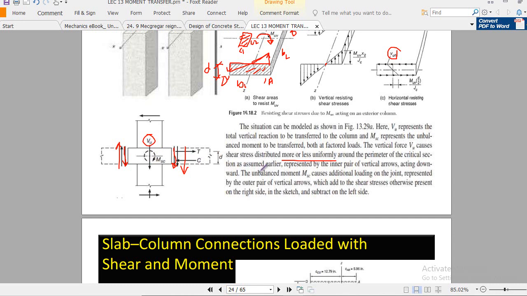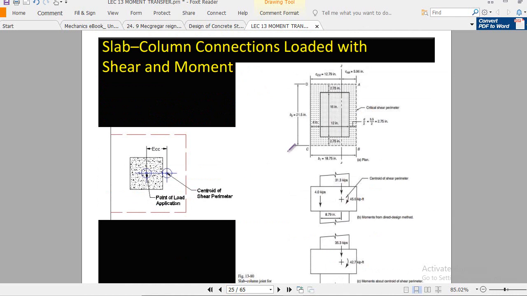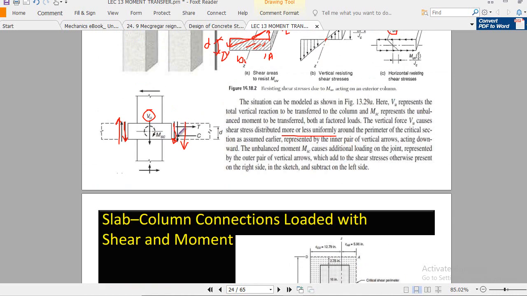Okay, so this is very important. Now let's see how such kind of loading acts. You see here that VU and MC act over the centroid of the column. But due to unbalanced moment, in the case of the corner column, in the case of the edge column, it doesn't act over the centroid of the column. It is very important, and it acts over the z axis, as I already explained.